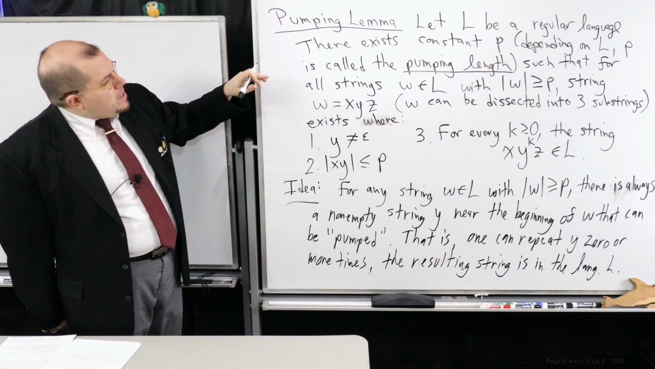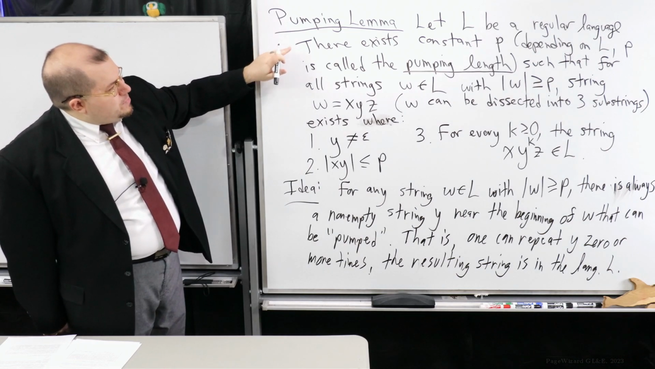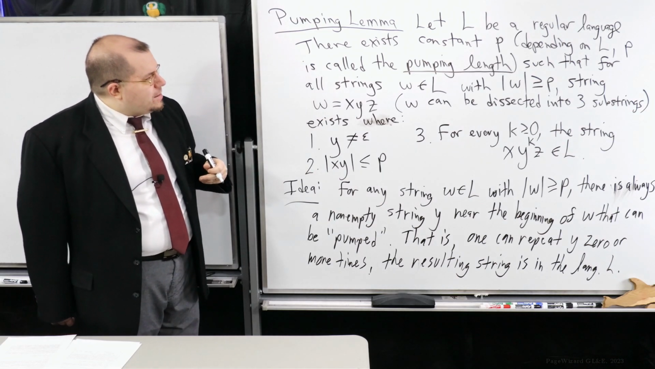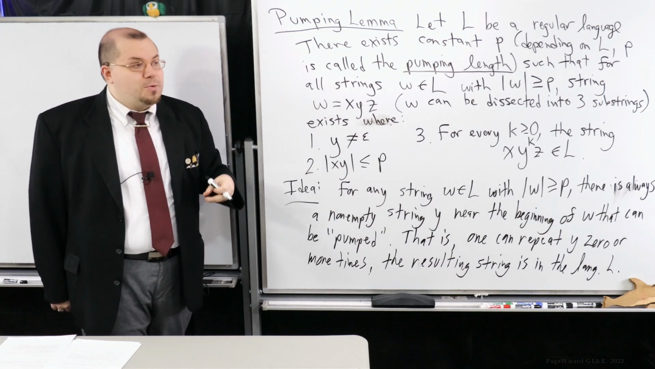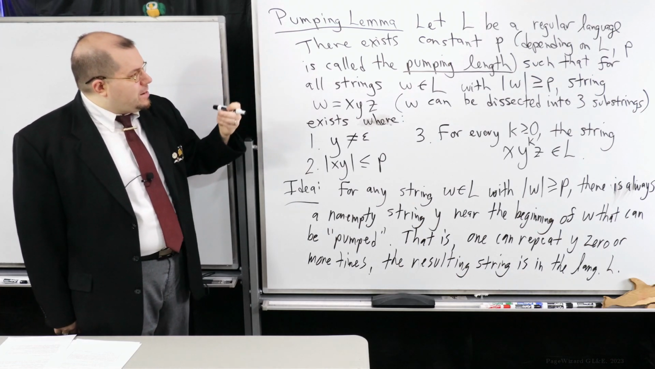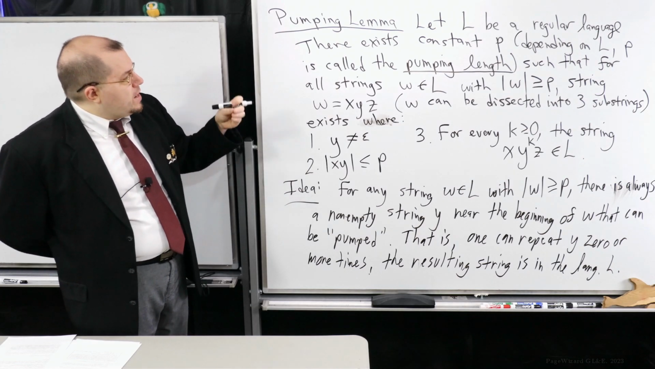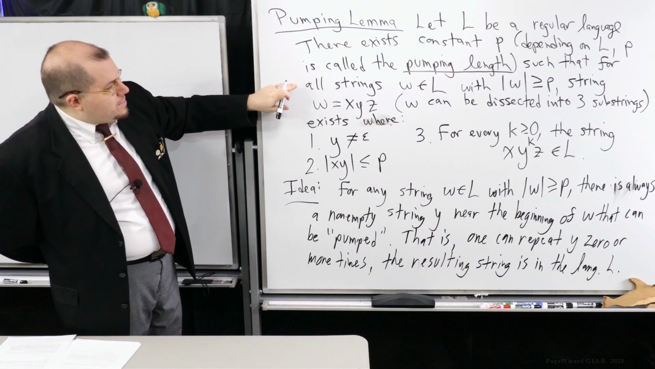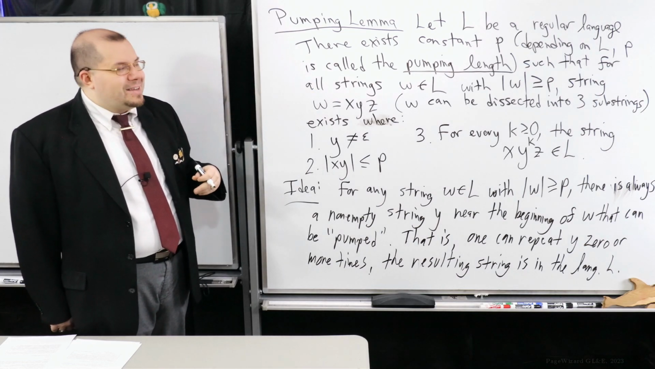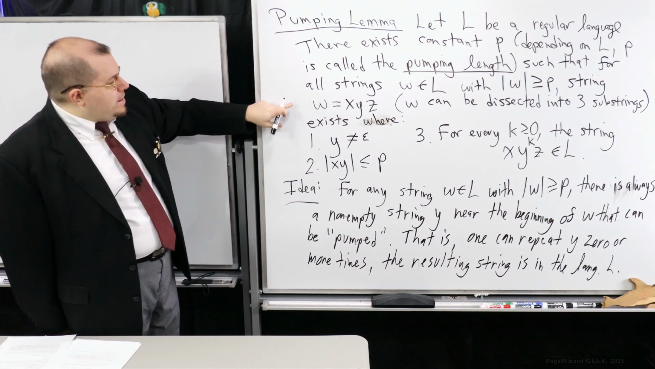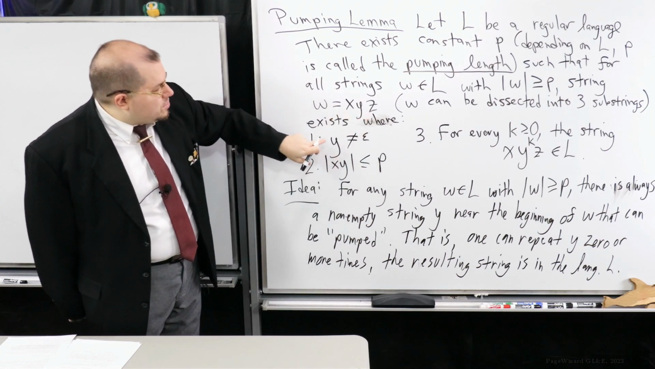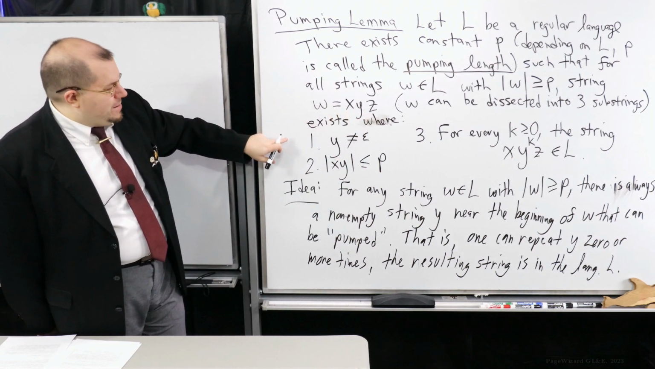So let L be a regular language. There exists a constant p, and remember we said that this is also known as the pumping length, and it depends on the language. So when we think about this constant p, we're going to have some way, when we prove the claim, to determine what that p is. Such that for all strings w in the language with the length being at least the pumping length, w can be broken into three parts where it has these three properties.